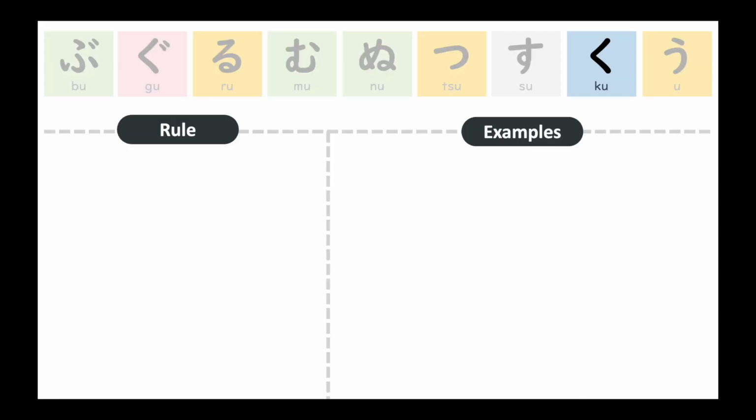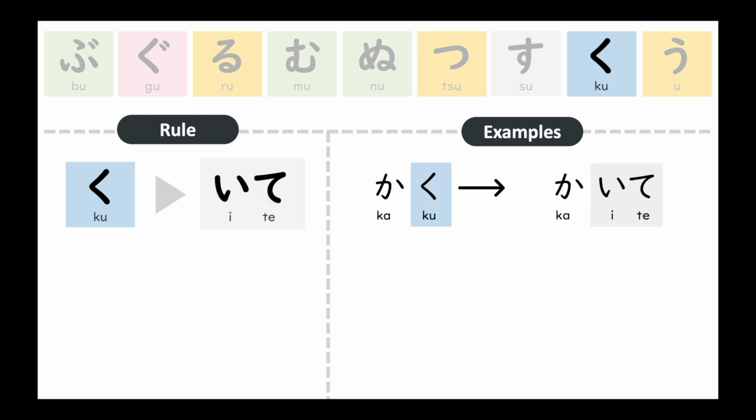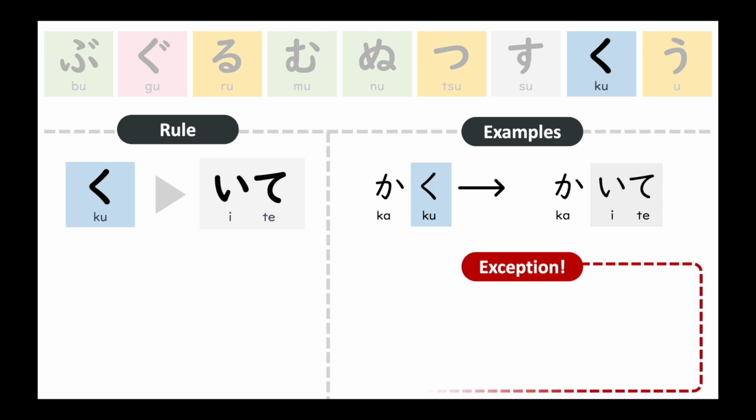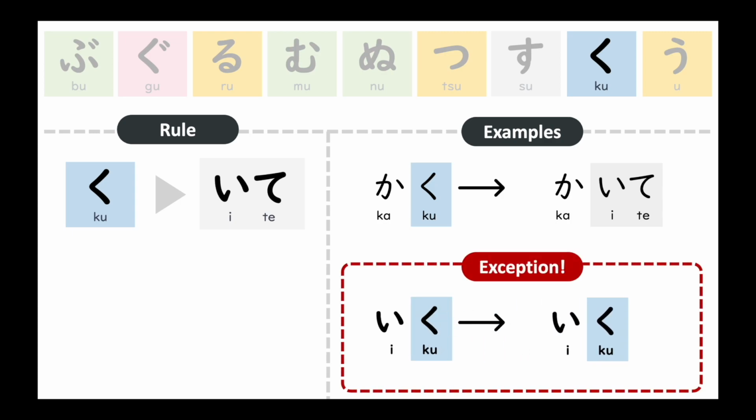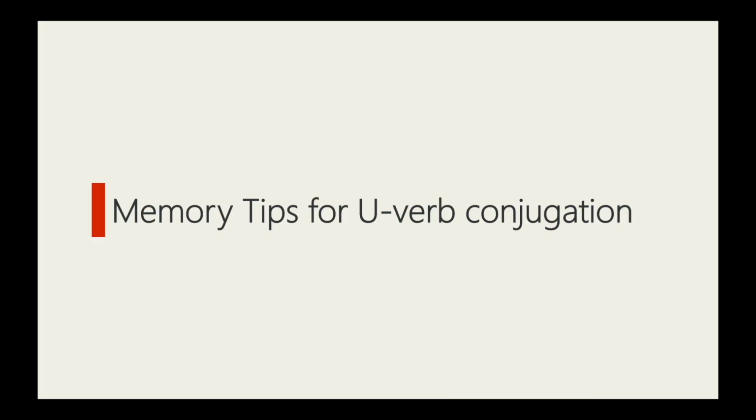We just learned that verbs with ku ending are changed to ite, so kaku becomes kaite. But for the verb iku, to go, it's changed to itte. Before moving on to the conjugation rules for RU-verbs, let's see some memory tips for U-verb conjugation.